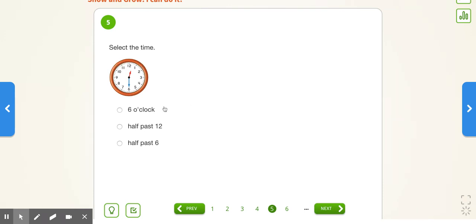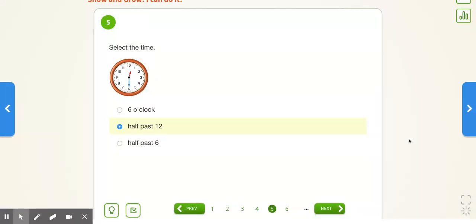All right, so let's take a look at our answer choices. Is it 6 o'clock, half past 12, or half past 6? All right, well, first thing I got to do is look at my hour hand. My hour hand is halfway between the 12 and the 1. My minute hand has gone halfway around the clock. So I know when my minute hand is halfway around and my hour hand is halfway between 12 and 1, it is half past 12.